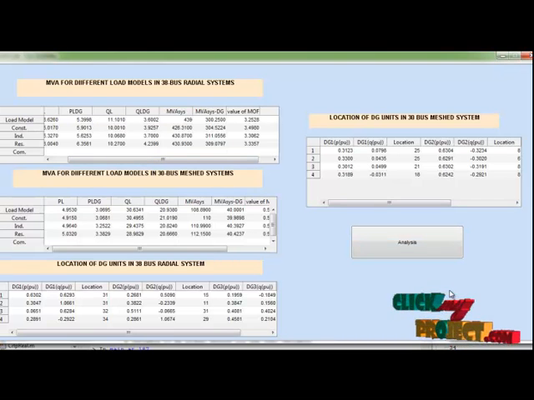From this we conclude that the results show the proposed algorithm is capable of optimal and fast placement of distributed generation units. The efficiency of the algorithm is also improved. By using this algorithm, we improve the power quality by the optimal placement of DG. Finally we get an optimized result. Thank you.